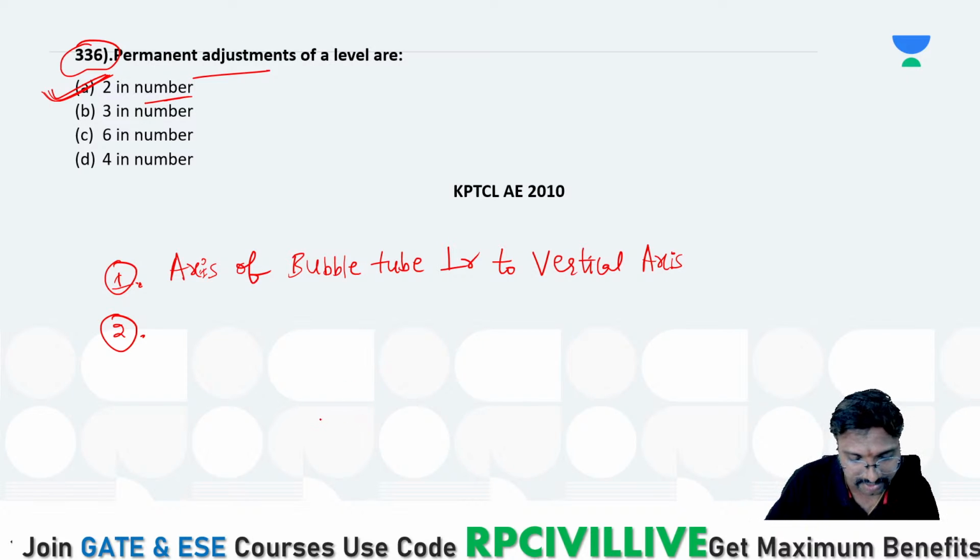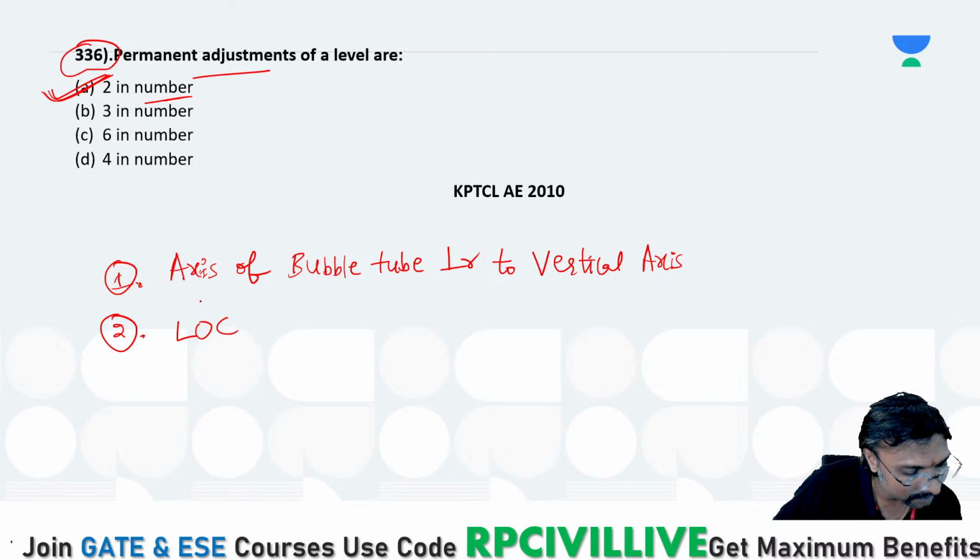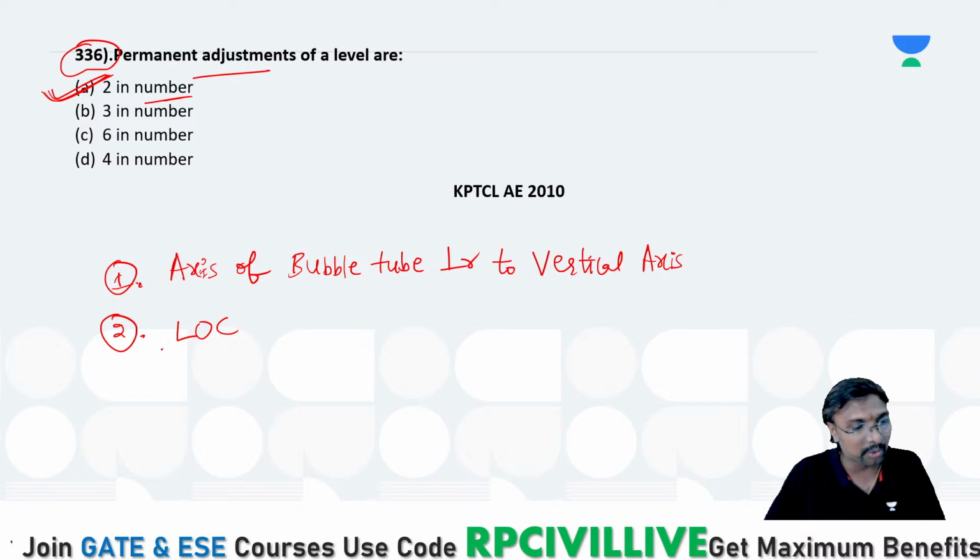What is the second adjustment? The line of collimation. We cannot do it in the field. How can you adjust it? It is an instrumental adjustment, Anjanelu. It is an adjustment to be done in the instrument. We civil engineers cannot do it in the field. It is impossible. The mechanic of this level, who is an expert in this field, has to come and do it.